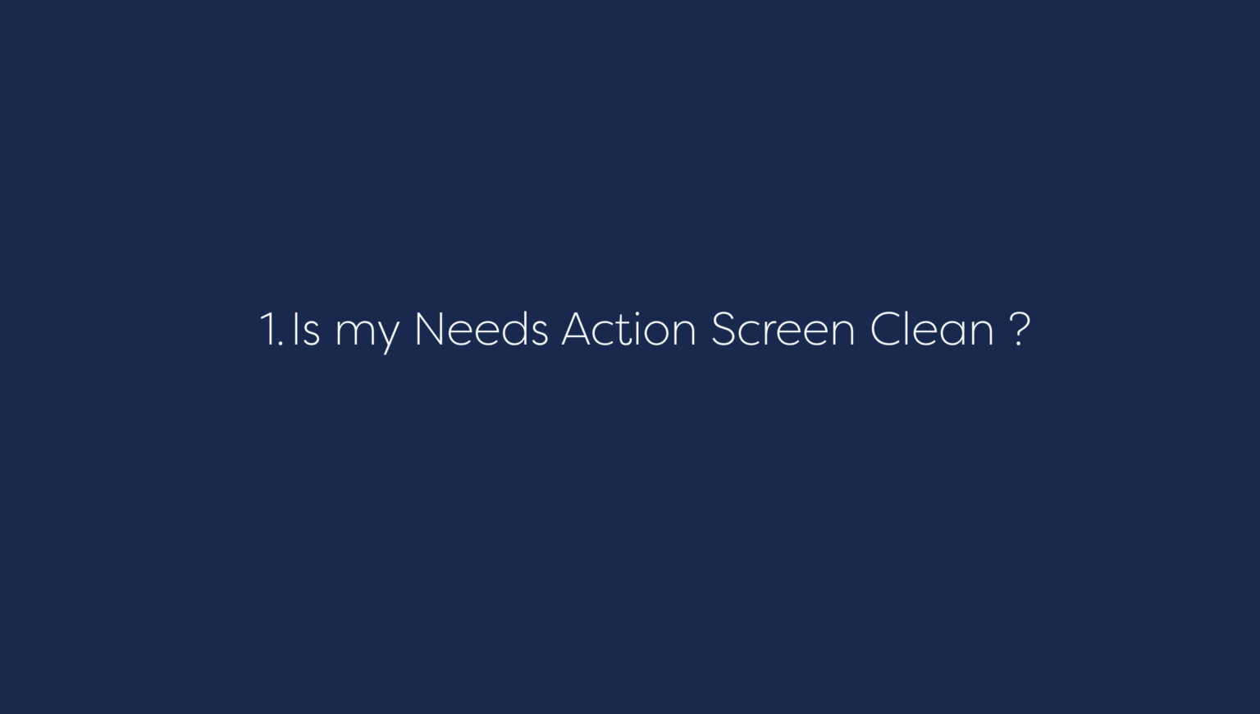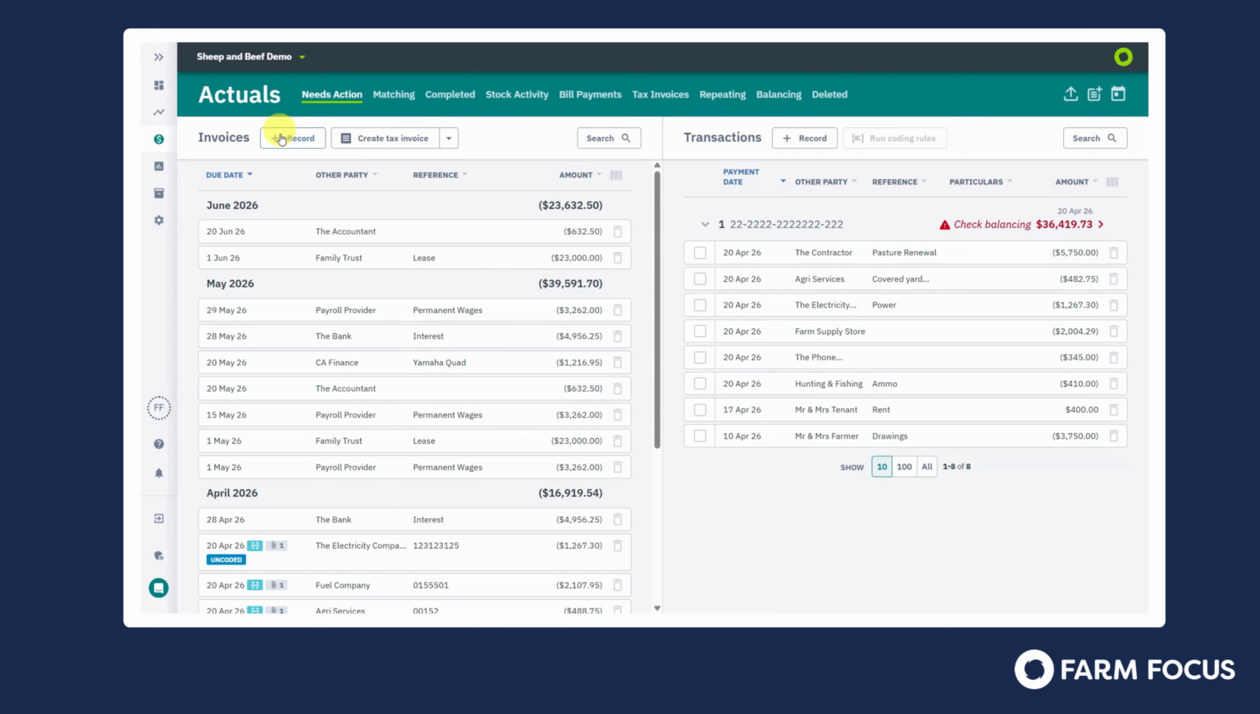Number 1, is my needs action screen clean? This one's pretty simple. You're just checking that there's nothing sitting there that shouldn't be. That means no old invoices hanging around from last year, no unmatched or uncoded bank transactions from that same period. If anything is sitting and needs action, it's worth sorting it out now so it doesn't carry over and cause headaches later. So how do you fix it?